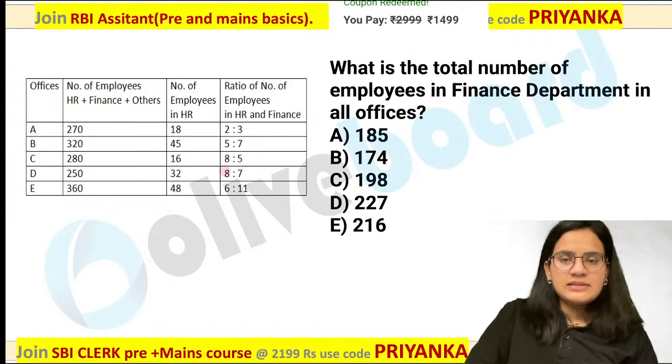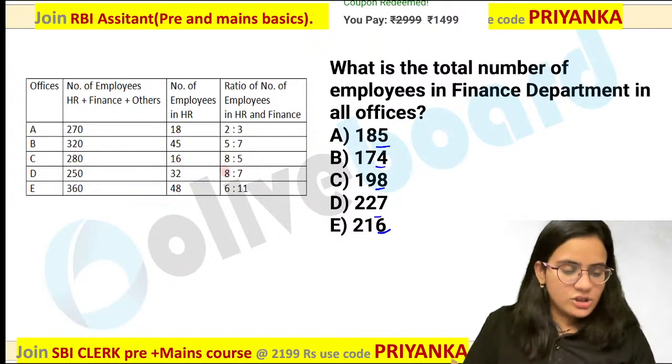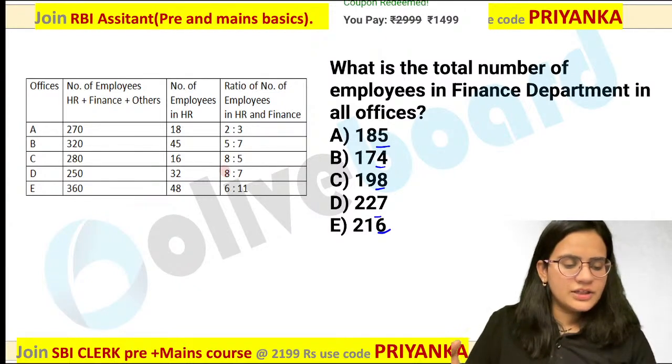First of all, when I was asked about this question, I can see the unit digit is different in all the answers. So we can directly check for the unit digit over here.